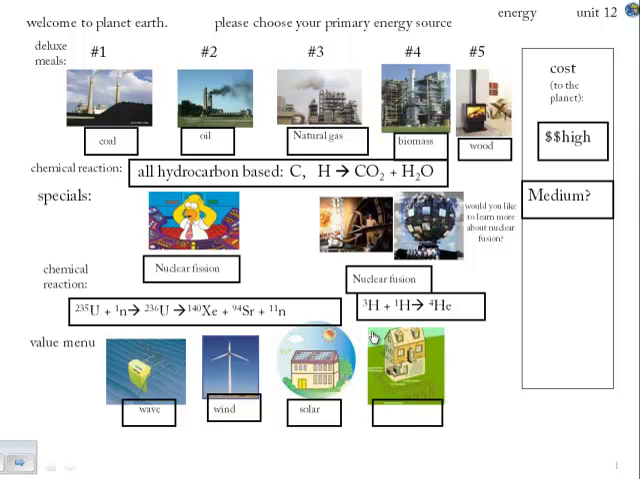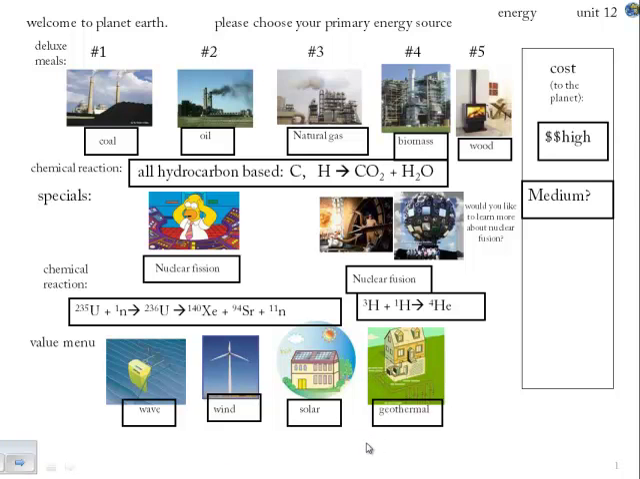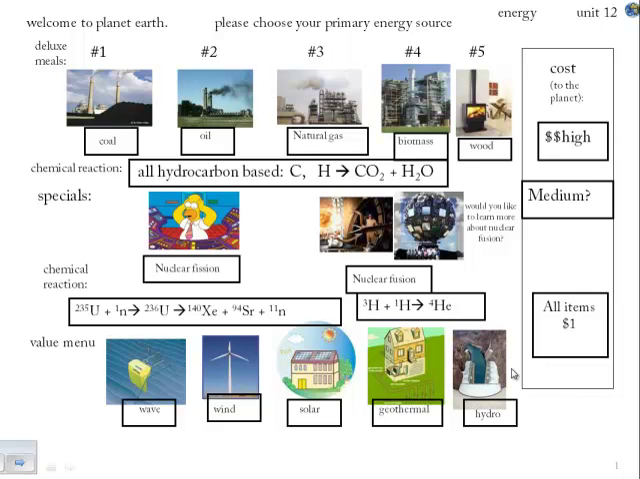Solar energy. These ones are very exciting. If you drill holes into the ground, you can generate some geothermal energy. This is an oldie but a goodie. Hydroelectric power. Cost to the planet? Well, these are our dollar items. Okay, the chemical reaction in these cases is none. We're simply converting different forms of energy which already exist.